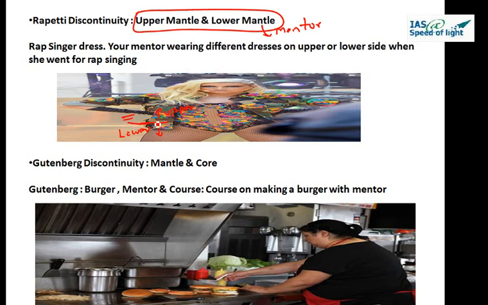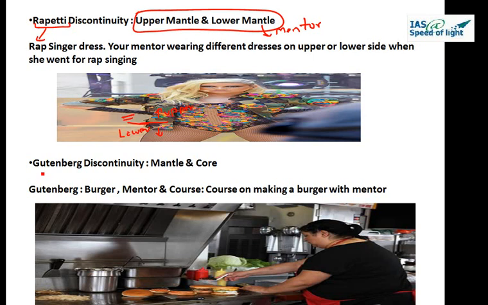Why? You asked, like, why, teacher, are you wearing such a dress? Then she said she wants to go to a rap singing concert. So rap becomes Repetti, or Repetti becomes rap. Okay, rap, like how people rap. Honey Singh raps. So a rap singer's dress. So Repetti we are linking with the upper and the lower mantle, or the upper and the lower portion of your mentor or teacher.